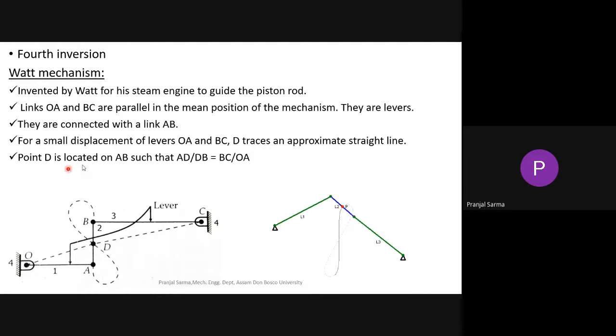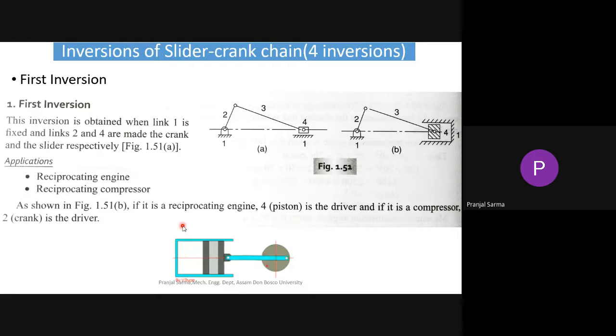And this point D should be located on this link AB in such a way that the ratio AD by DB is the same as the ratio of BC by OA. That means it has a certain relationship with respect to the lengths of the two levers. It's not like you arbitrarily join some link with a pin joint and can expect it to behave like that. This particular relationship must hold good. So these are the four inversions of your four-bar mechanism. Understood? Let me know.